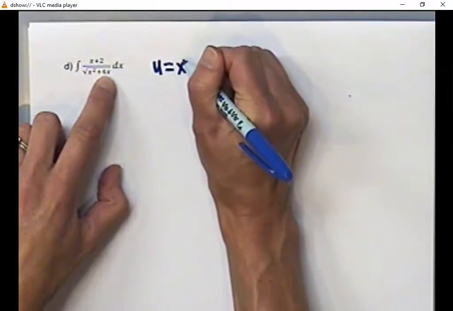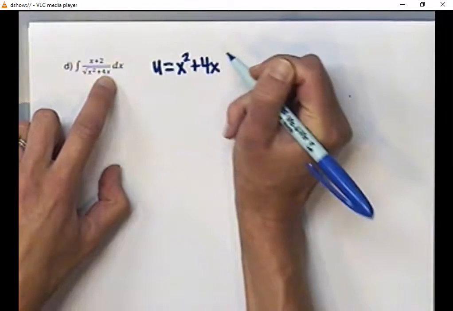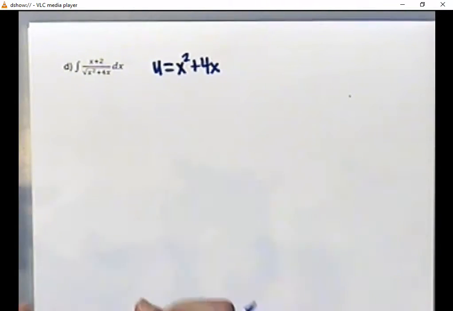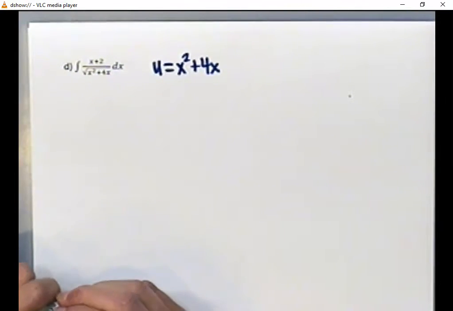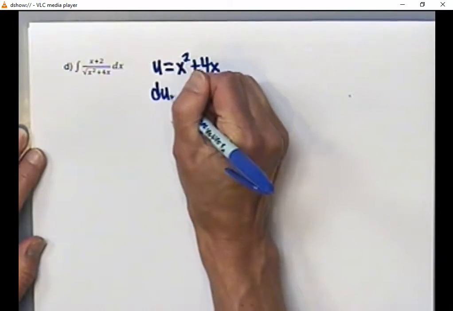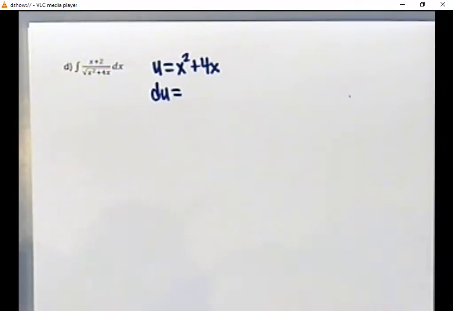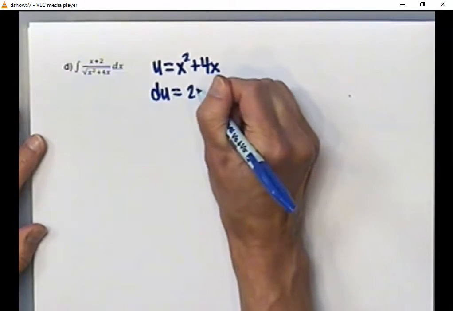Yeah, probably the x squared plus 4x, right? Because it's inside a square root. So I think that's a good option, because then I can check the du and see if it shows up as the other piece of the integral. What is the derivative of x squared plus 4x? What's du? Right, 2x plus 4.